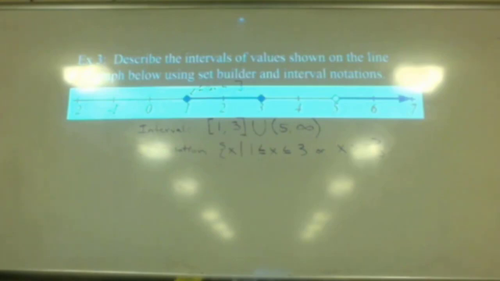So a couple things to remember. Filled in circles mean brackets, which means equal signs there. Open circle means parentheses, and it means there's no equal signs there.